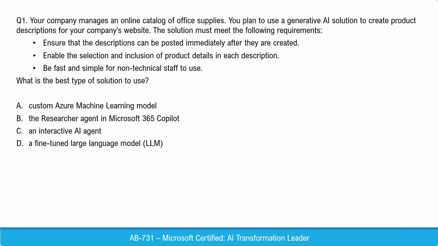Your company manages an online catalog of office supplies. You plan to use a generative AI solution to create product descriptions for your company's website. The solution must meet the following requirements: ensure that the descriptions can be posted immediately after they are created, enable the selection and inclusion of product details in each description, and be fast and simple for non-technical staff to use. What is the best type of solution to use?